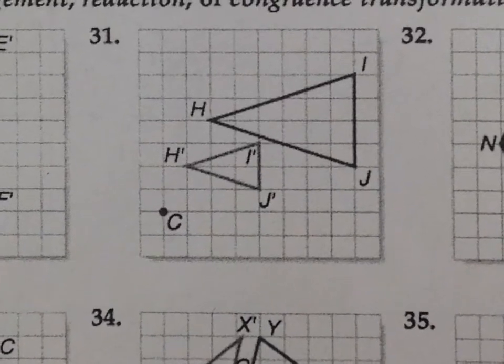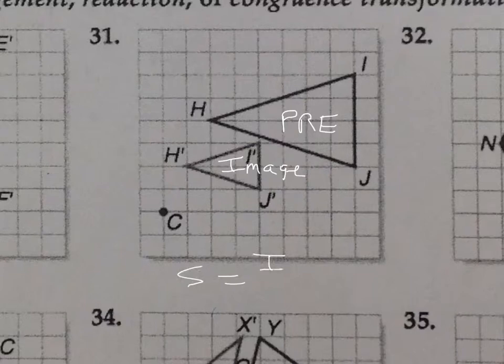So this question here, 31, which one is the image? Which one is the pre-image of these two shapes? Well, the pre-image doesn't have any prime symbols on it. So, write that down on your paper. That's your pre-image. This is your image right here. In this question, they want the scale factor. So the scale factor is a length of the image divided by a length on the pre-image.